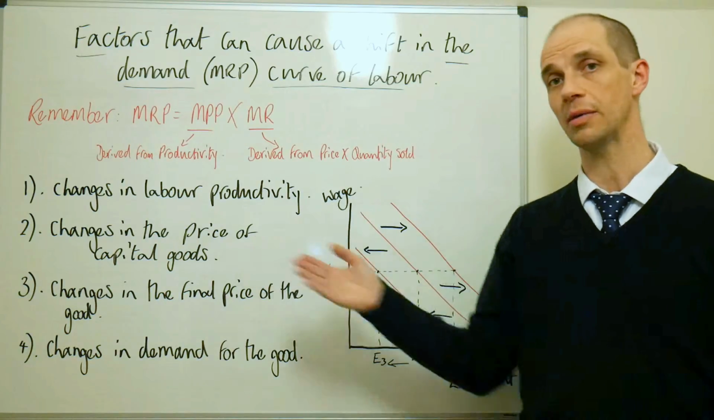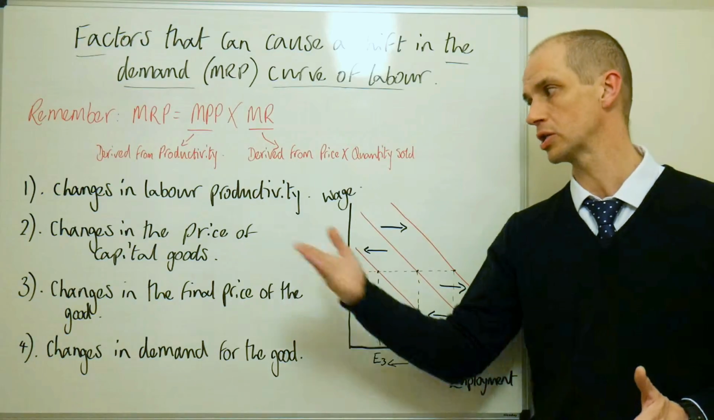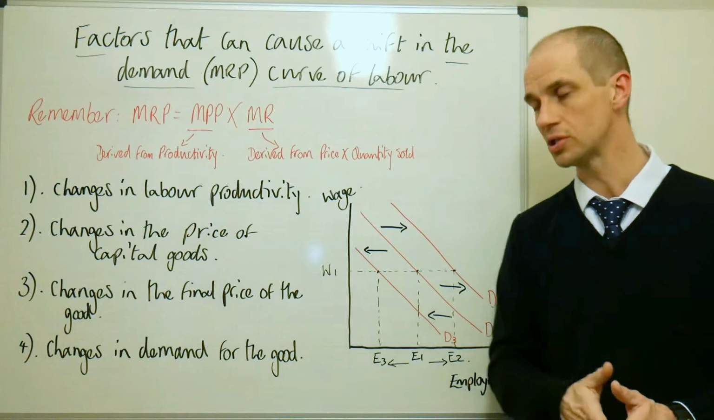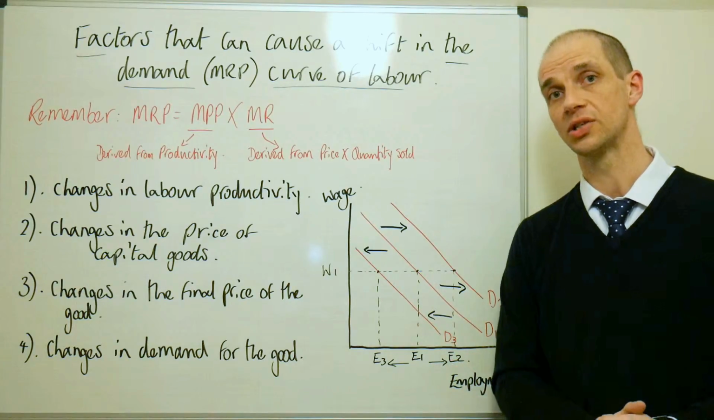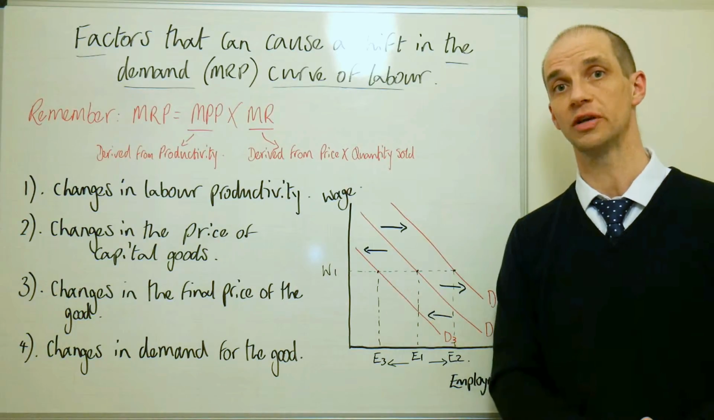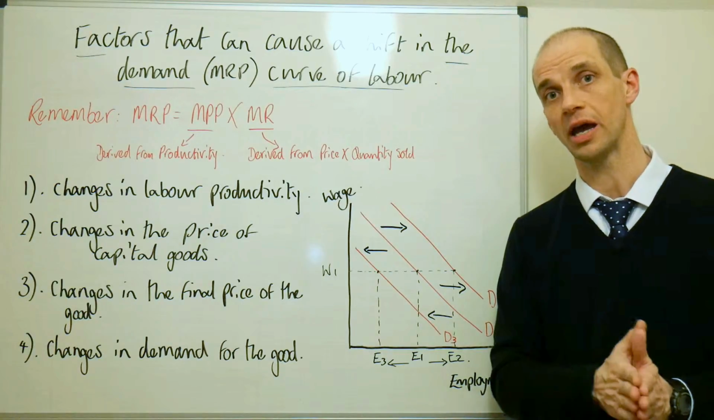So if the price of capital goods, machineries, computers and so on, other goods that are used to actually produce final goods, final output, falls, then what would happen overall is that the demand curve for labour would shift to the left, and firms would substitute labour for capital.